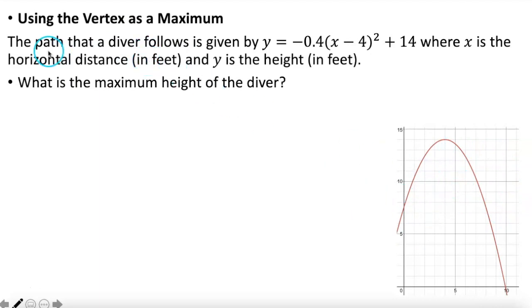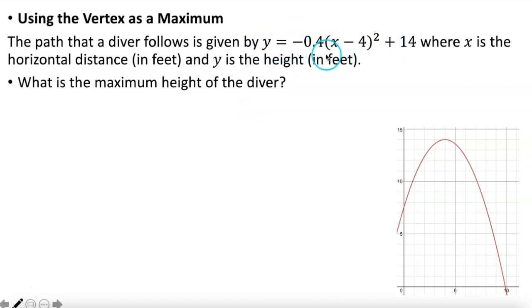Let's read. The path that a diver follows is given by this function, where x is the horizontal distance and y is the height. Pay attention to this. They will tell you what each variable is. Let's go straight to the question. What is the maximum height of the diver?